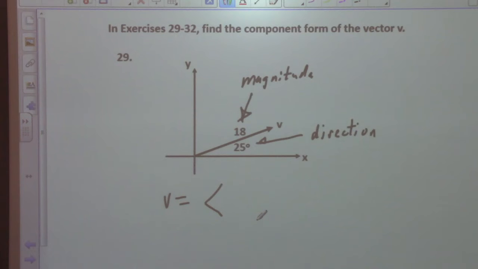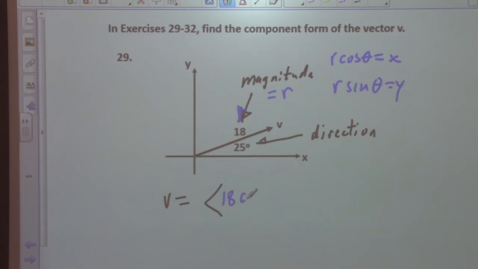Remember the song I sang at the beginning of the year? R cosine theta is x, and R sine theta is y. That's what that is. So what is R going to be? Magnitude equals R. So R is 18.